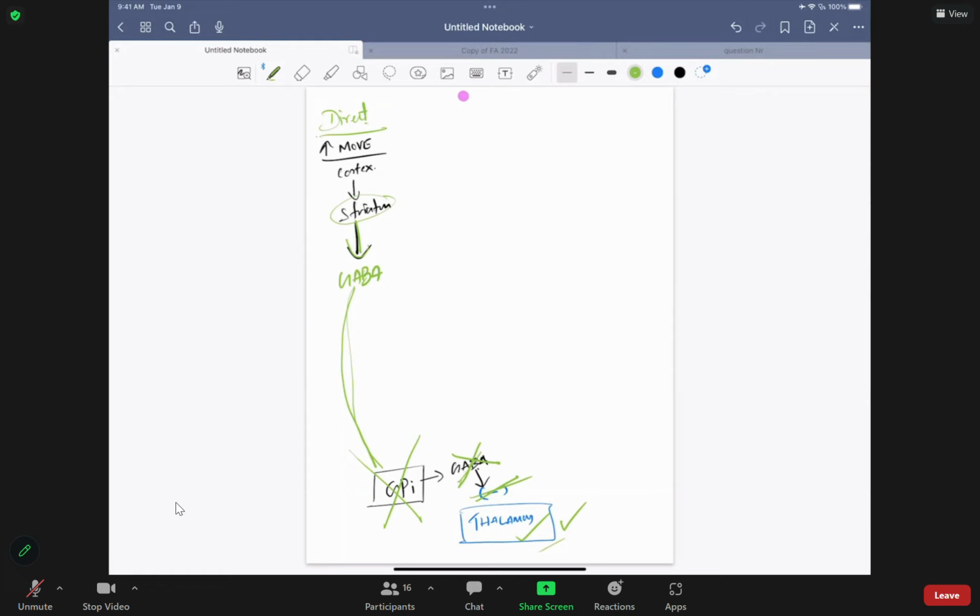Everybody clear, folks? Okay, so one more time. Direct pathway means we are activating a pathway to make a move. When somebody's at rest, their thalamus is inhibited by GABA that comes from GPI. So for me to make a move, I have to inhibit the GPI. So striatum secretes their own GABA. That GABA comes and inhibits the GPI. So there's no other GABA to block the thalamus. So therefore, thalamus is free and you're making a move.